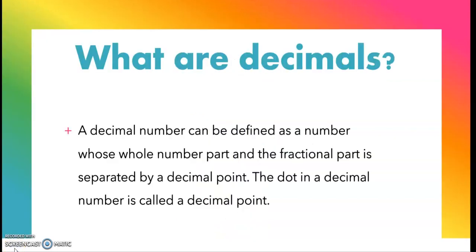Now you may ask, what are decimals? A decimal number can be defined as a number whose whole number part and the fractional part is separated by a decimal point. The dot in a decimal number is called a decimal point.